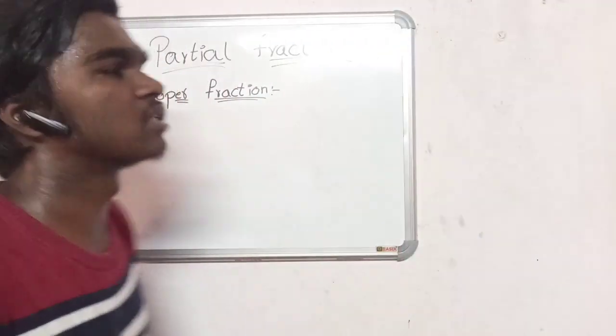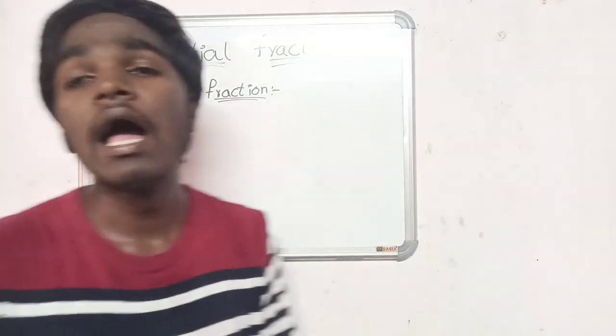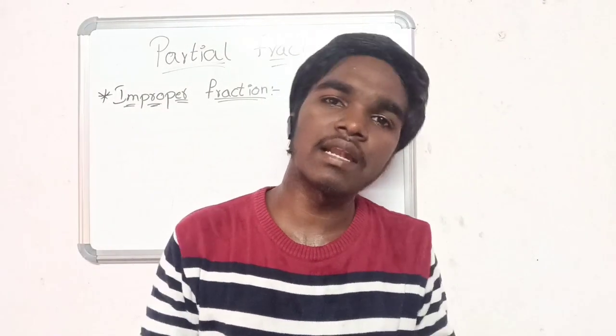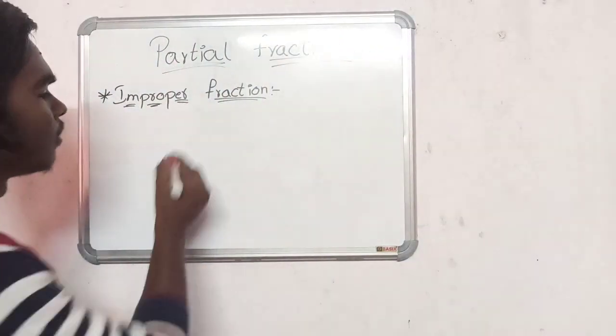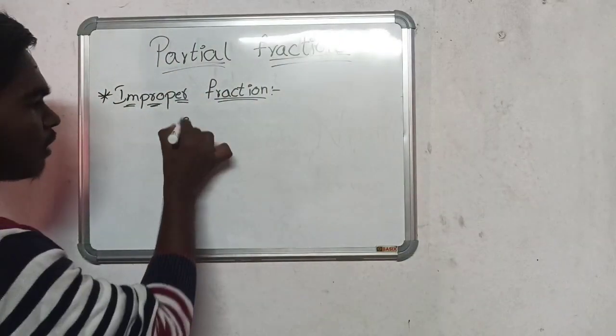What is an improper fraction? The improper fraction is the reverse, exactly opposite of the proper fraction. Here let the rational fraction be f of x by g of x.